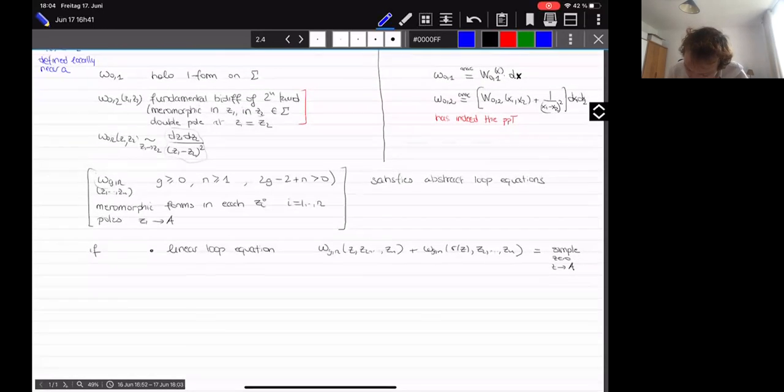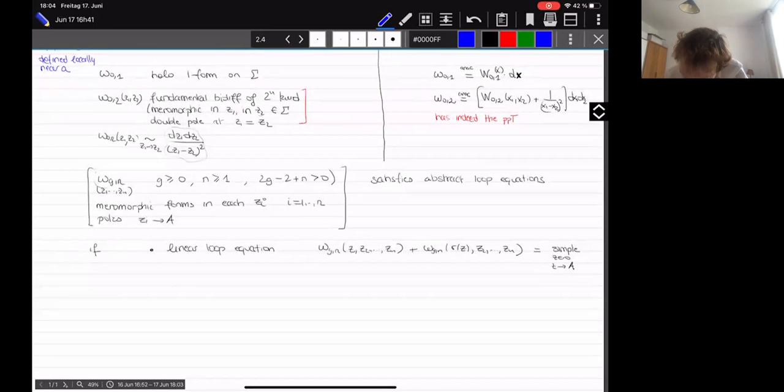And you ask that this combination, this symmetrization of omega gn in one variable with respect to sigma, also omega gn may be meromorphic, this combination has no pole when z approaches the zeros of dx. And even more, it has a simple zero. And you want this for all g, n.